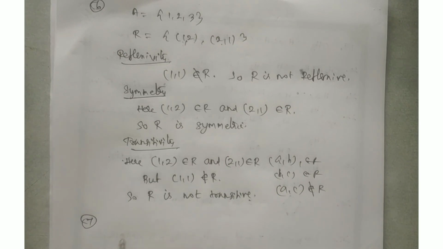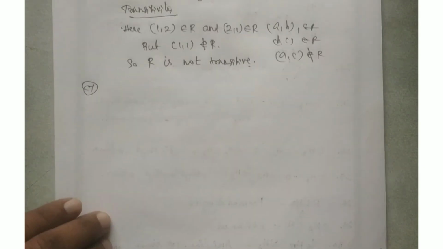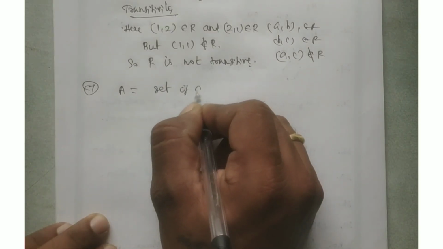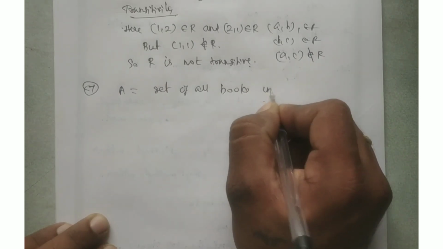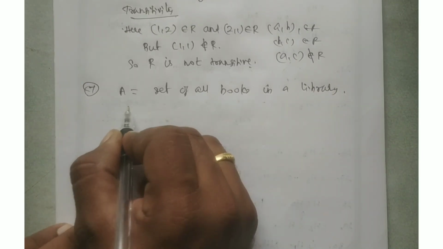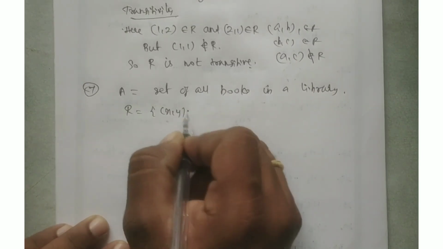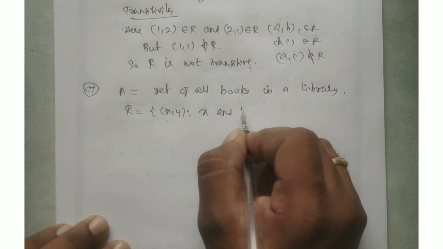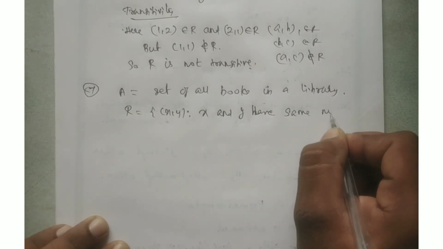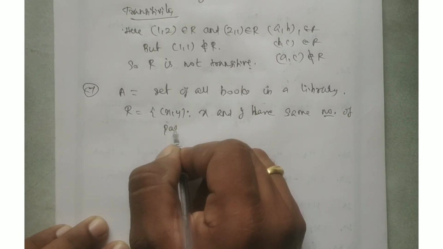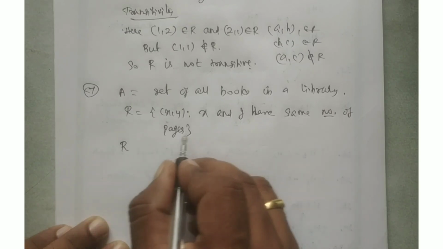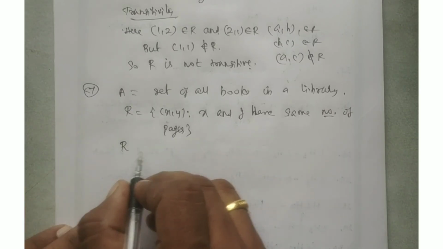Next question. Question number 7. Set A is given, that set A is the set of all books in a library. Very elementary question. The relation defined here is (x, y) such that x and y have the same number of pages. I need to prove that it is an equivalence relation. Clear? First time we are seeing the word equivalence relation after defining that. So okay, now we will see.